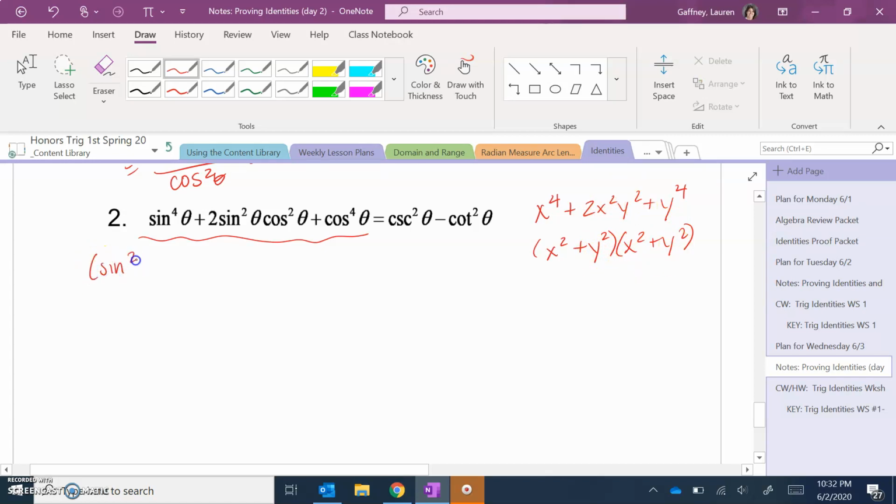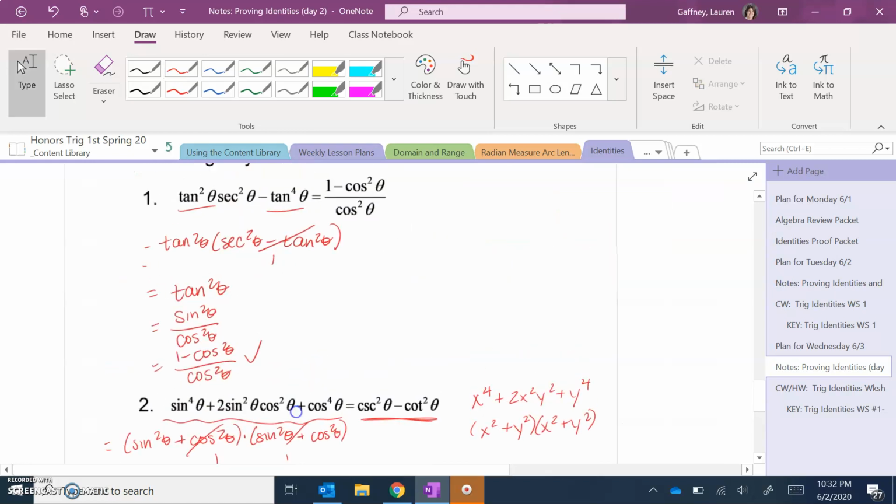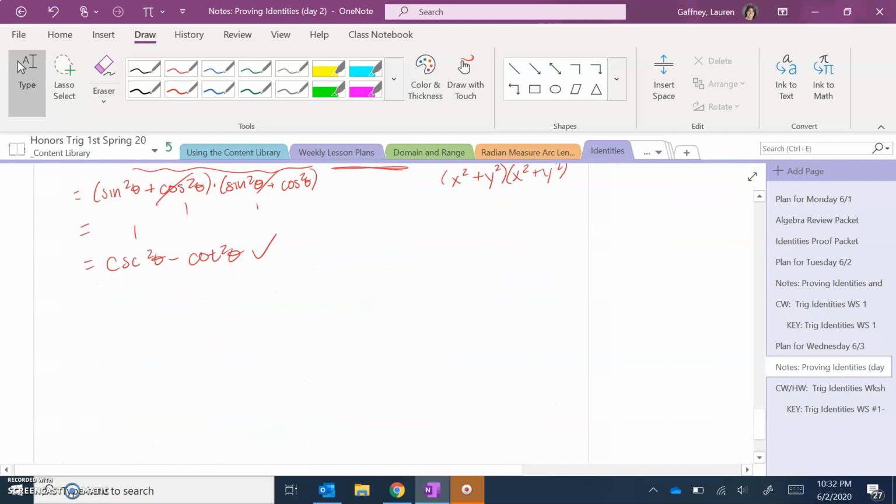So similar idea here. Sine squared plus cosine squared, and sine squared plus cosine squared. Well, hopefully you're like, well, they're both 1. So I have 1, and I need to get to this. This is one of those ones that you have to look at that chart. Oh, well, 1 is equal to cosecant squared theta minus cotan squared theta. Done. Okay, so you're going to have some practice on this. Please reach out if you have any questions or need any help.